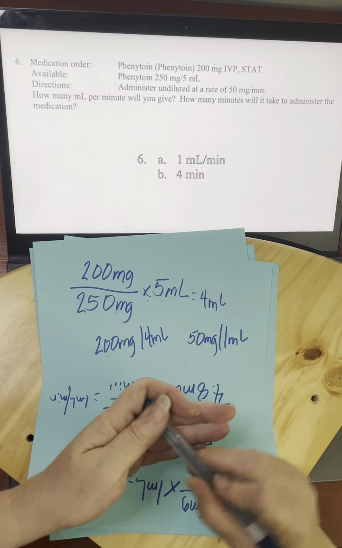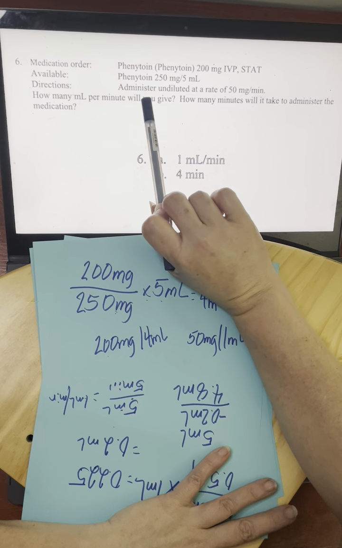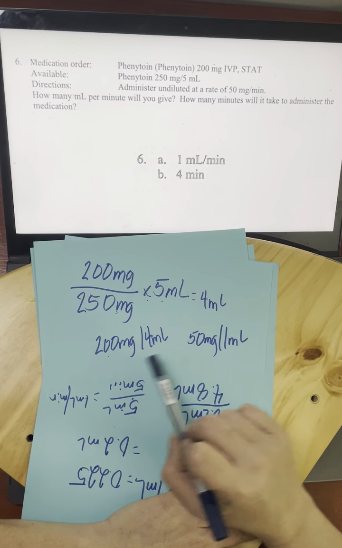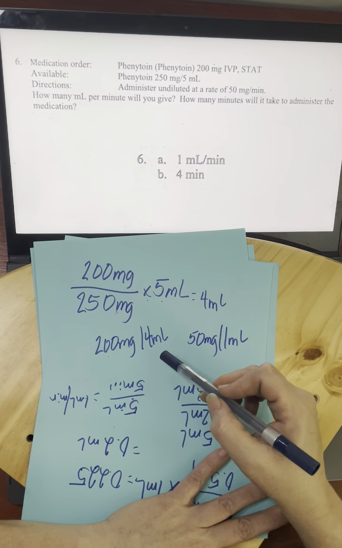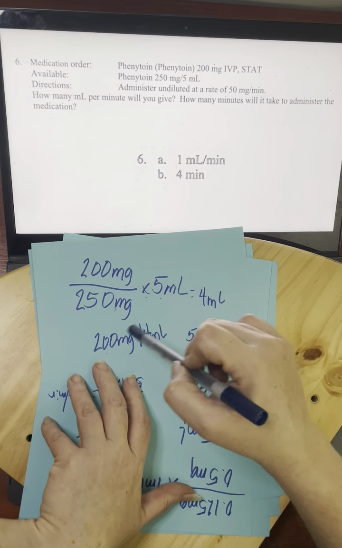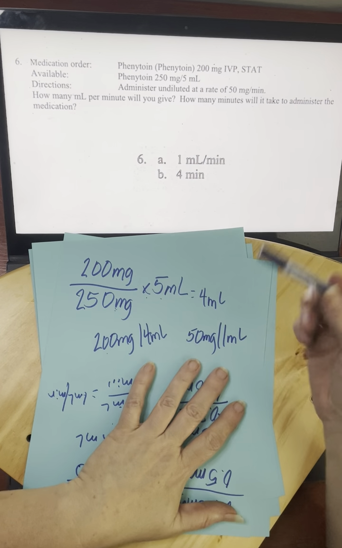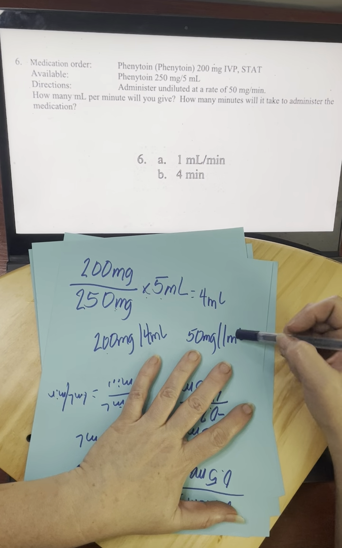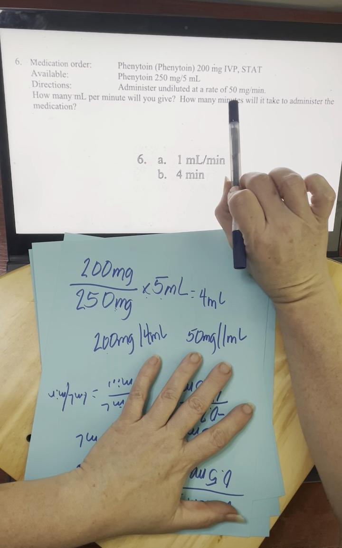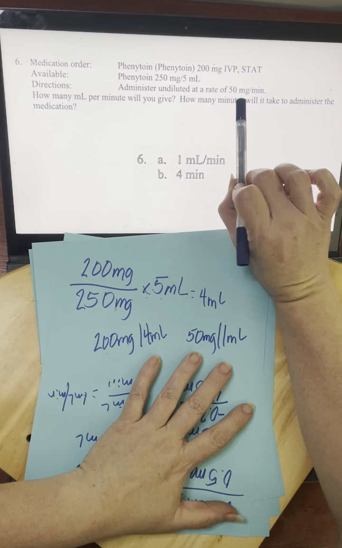And when they say to administer it at a certain milligram rate, I always divide the milliliters into the milligrams to see what 1 milliliter is. And then I can calculate from there to the minutes.